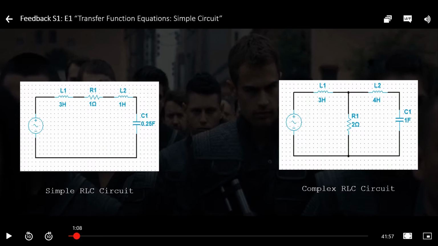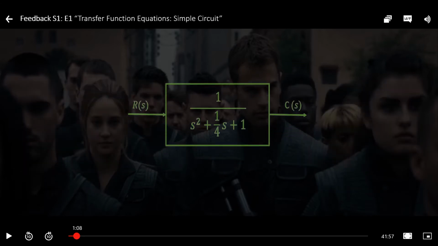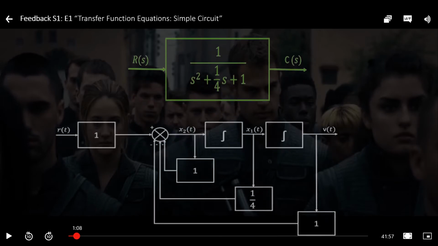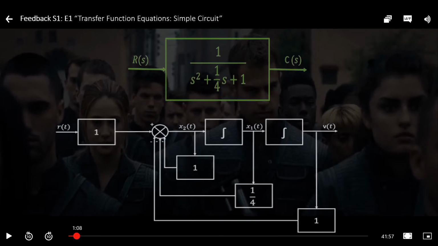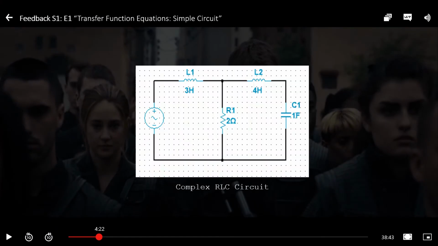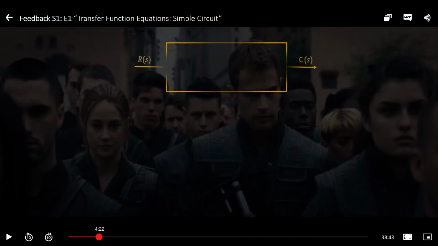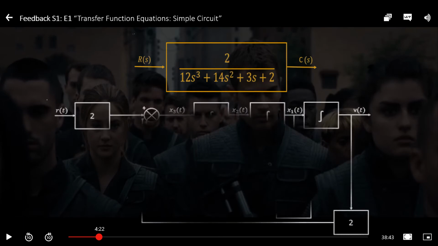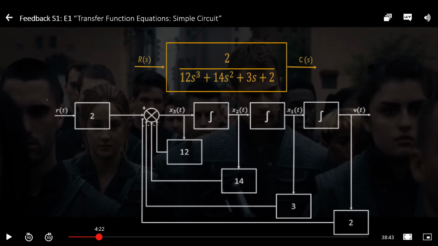From our simple series RLC circuit, we have obtained this transfer function. From here, we can create the equivalent block diagram of the system showing its phase variables. Likewise, in our complex RLC circuit with two loops, we have obtained this transfer function and its equivalent block diagram below. From the two equations, we can assess that the only difference is the denominator of the transfer function in the simple circuit is on second degree, while in the complex circuit, it's on third degree.